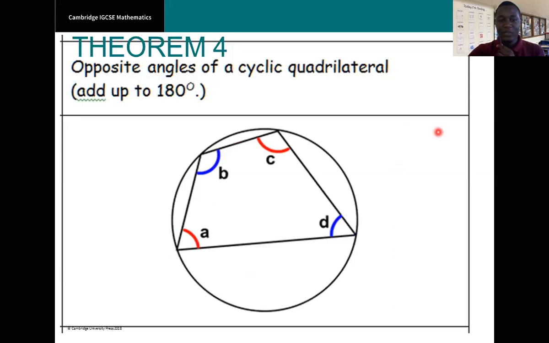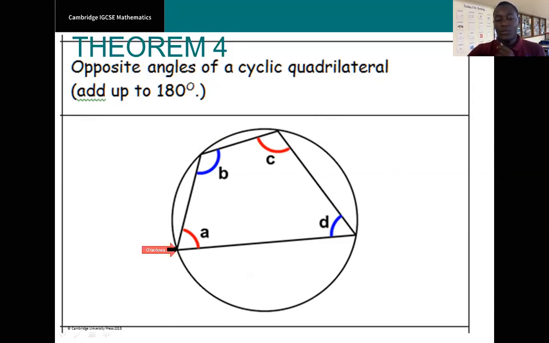Theorem number 4, we have a cyclic quadrilateral. The theorem says opposite angles of a cyclic quadrilateral add up to 180 degrees. It means that if you have a four-sided plane shape inside a circle in such a way that the vertices, once again, the vertices, that is this point, this point, this point, and this point, are on the circumference of the circle, then you claim that that is a cyclic quadrilateral.